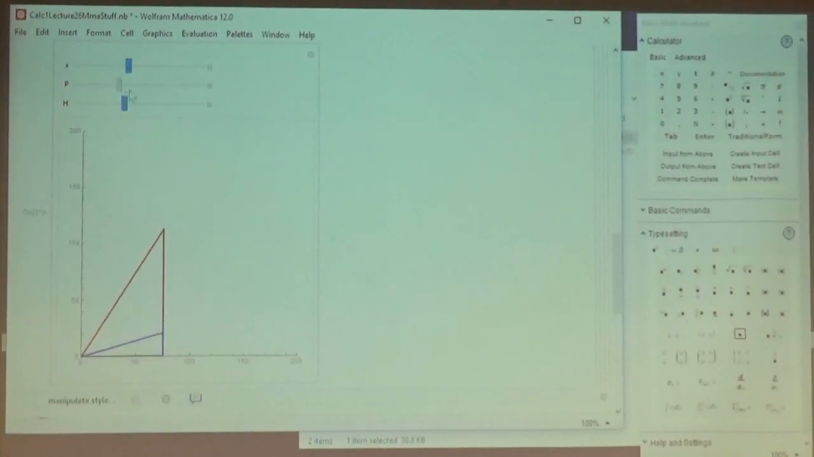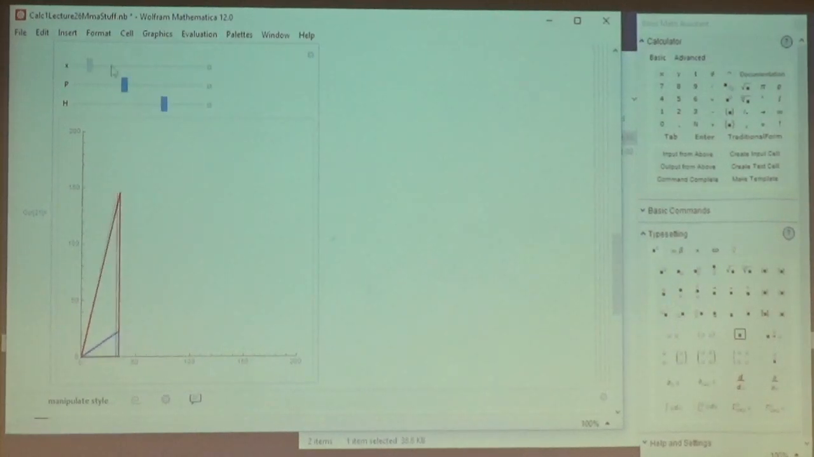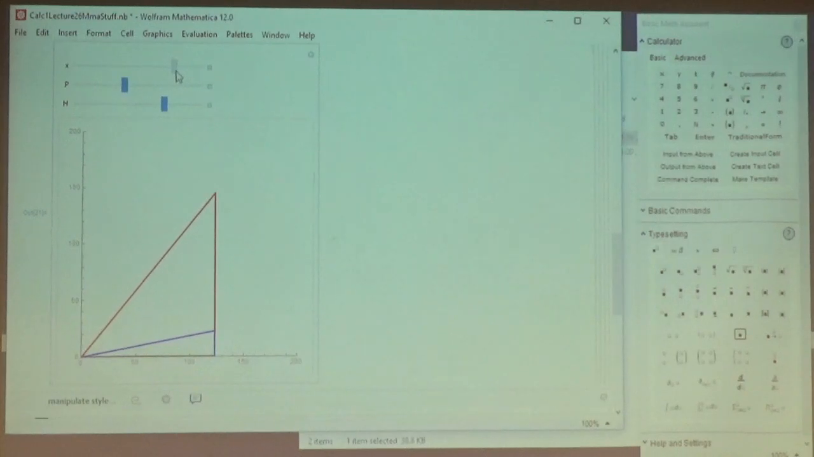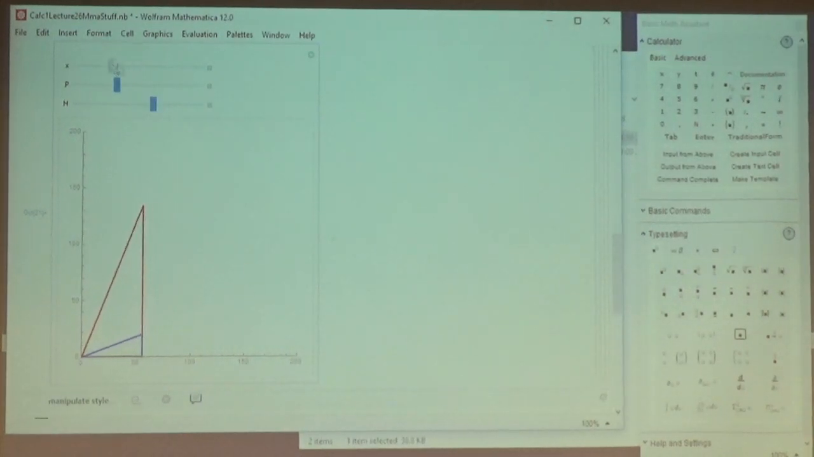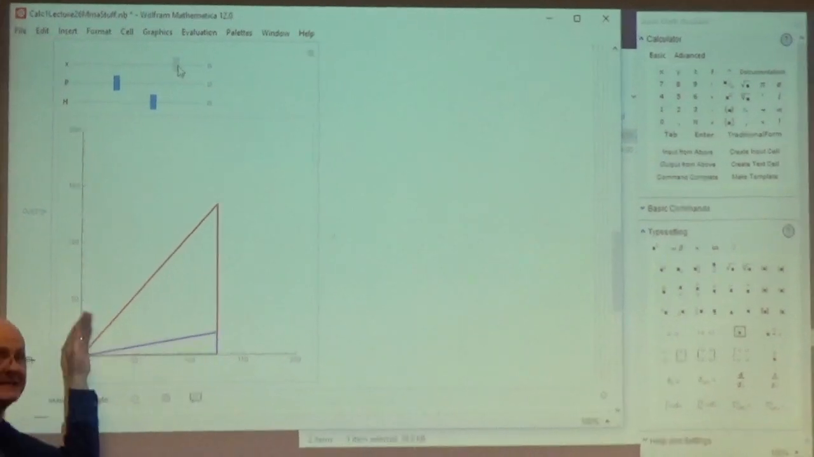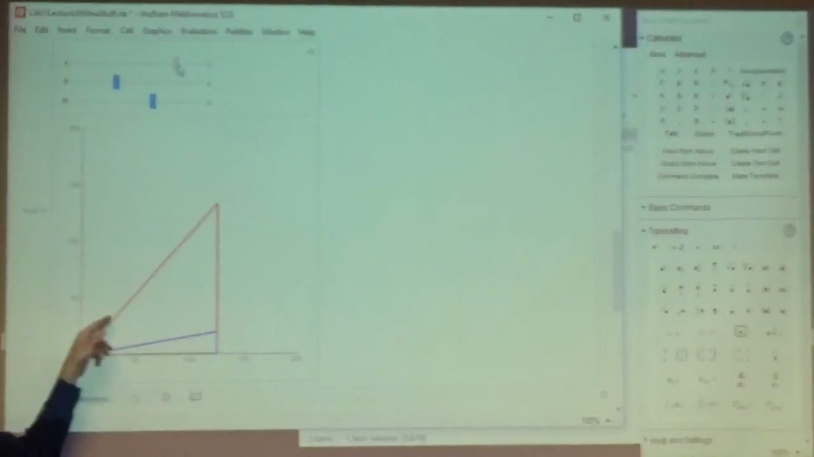We can let the pedestal and statue change height if we like, and we can change our distance. And for given fixed P and fixed H, there's some distance that makes the angle here as big as possible. That's the viewing angle. That's the theta.